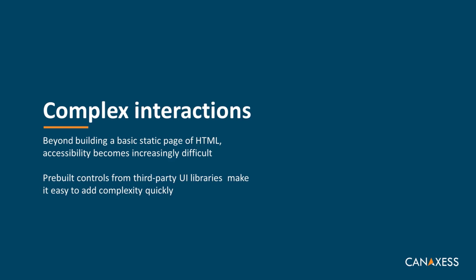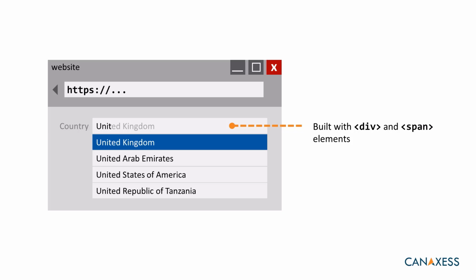Beyond building a basic static page of HTML, accessibility becomes increasingly difficult. When developing complex web applications with lots of interactivity, the pre-built controls from third-party UI libraries make it easy to add all that complexity quickly. But the way they're built means they tend to have a habit of moving away from native HTML elements, which have good accessibility, and introducing div and span elements and making them clickable. And this becomes a slippery slope.